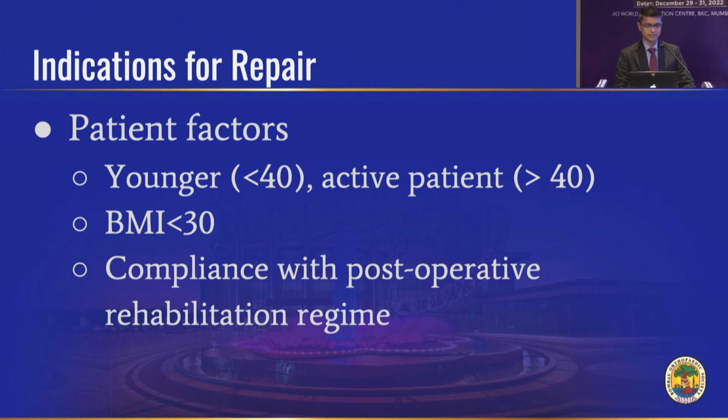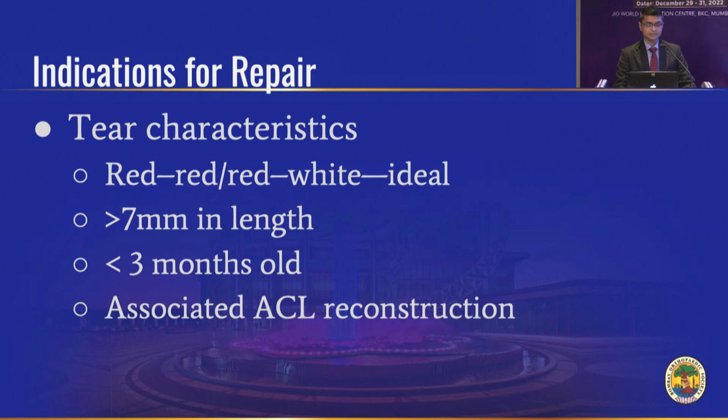So the indications of the repair, what are the patient factors that are favorable? So a younger patient less than 40 or an active patient more than 40 years, BMI being less than 30, and the patient to understand the long drawn physiotherapy protocol and should comply with it. The tear characteristics, the red and the red-white tears are the ideal ones to repair, more than 7 millimeters in length.